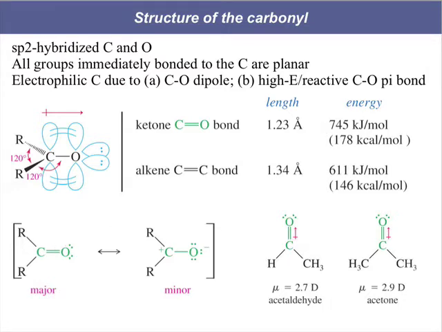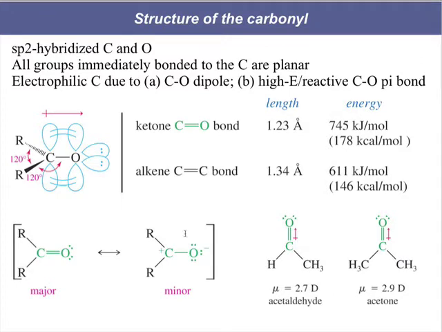The carbonyl has two resonance structures where we could take a pi bonding pair and move it from the bonding domain onto the oxygen. That would get us an O- and a C+. That's, of course, the minor resonance structure, but this explains the origin of the dipole. We have partial positive charge on the carbon and partial negative charge on the oxygen. The dipole in acetaldehyde, a methyl aldehyde, if you will, is 2.7 debye, and on acetone is 2.9 debye. So these are relatively polar functional groups.